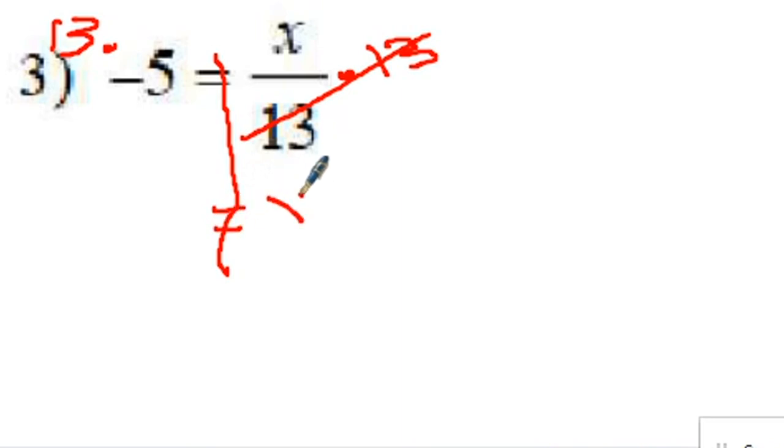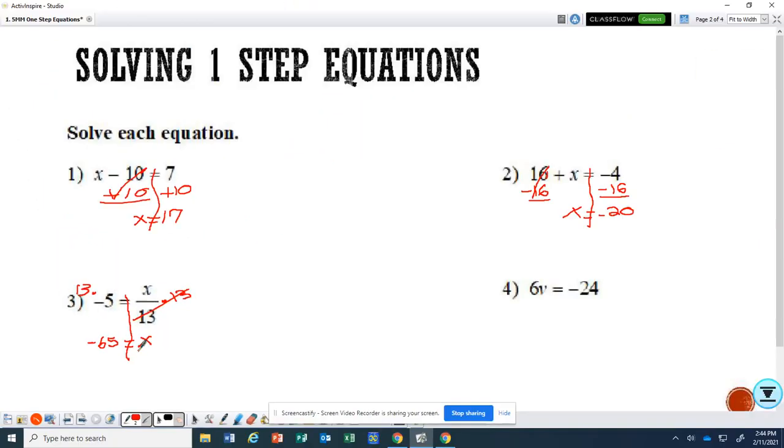So now I have just an x here. And then on the left, I do 13 times negative 5, and that's going to give a grand total of negative 65. So again, we've isolated our x, and we found that x is equal to negative 65. And it is okay to leave it this way.